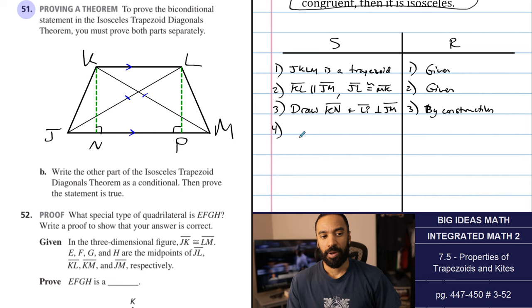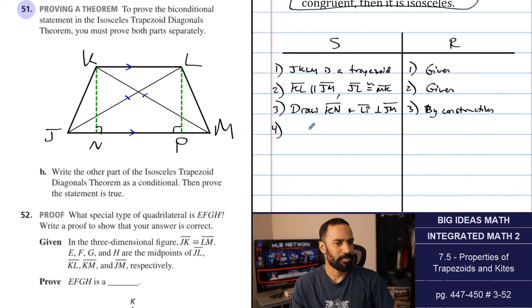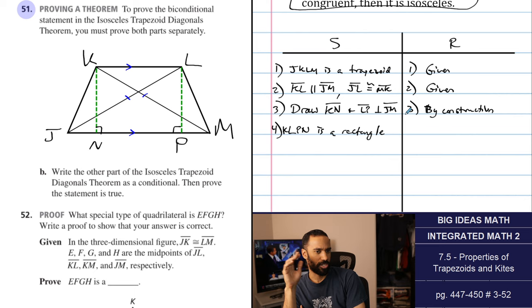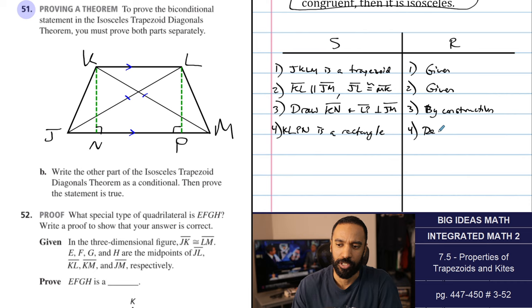I'm just going to straight up call it a rectangle now. From the parallel parts and stuff, if you drew altitudes, so KLPN is a rectangle. I know that because with the parallel parts there and these right angles, now I have all right angles here. I'm just going to say definition of rectangle.